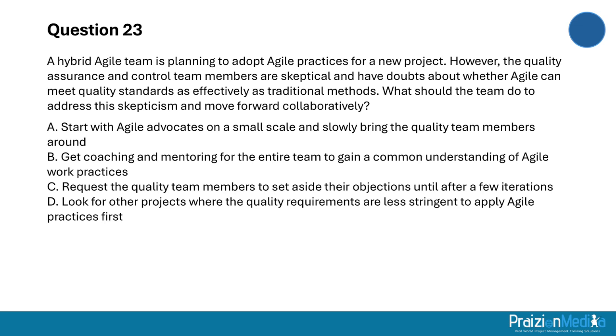Is it A, start with Agile advocates on a small scale and slowly bring the quality team members around? B, get coaching and mentoring for the entire team to gain a common understanding of Agile work practices? C, request the quality team members to set aside the objections until after a few iterations? D, look for other projects where the quality requirements are less stringent to apply Agile practices first. So you think about it. Give you a little bit more time.